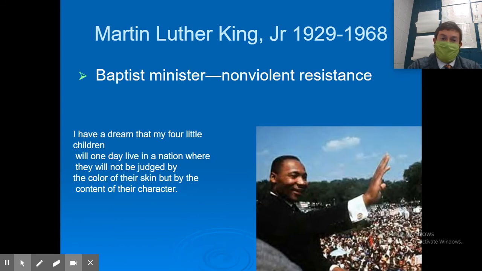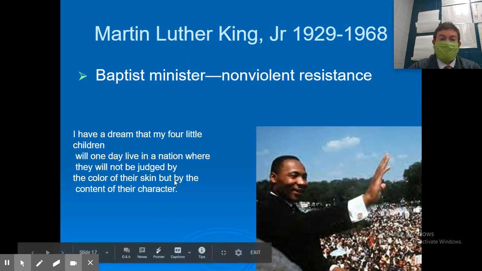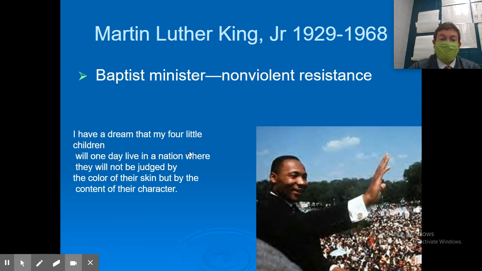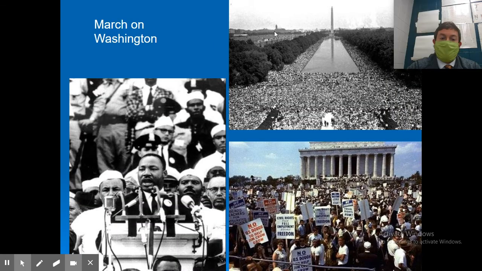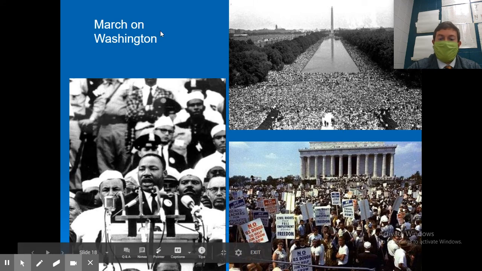You had MLK Jr., or Martin Luther King Jr. He was a Baptist minister. His belief was nonviolent resistance, based a lot off of Mahatma Gandhi from India, who believed in nonviolence. Okay? This is an excerpt from one of his most famous speeches. He said, "I have a dream that my 4 little children will one day live in a nation where they will not be judged by the color of their skin, but by the content of their character." And that speech happened here at the March on Washington.